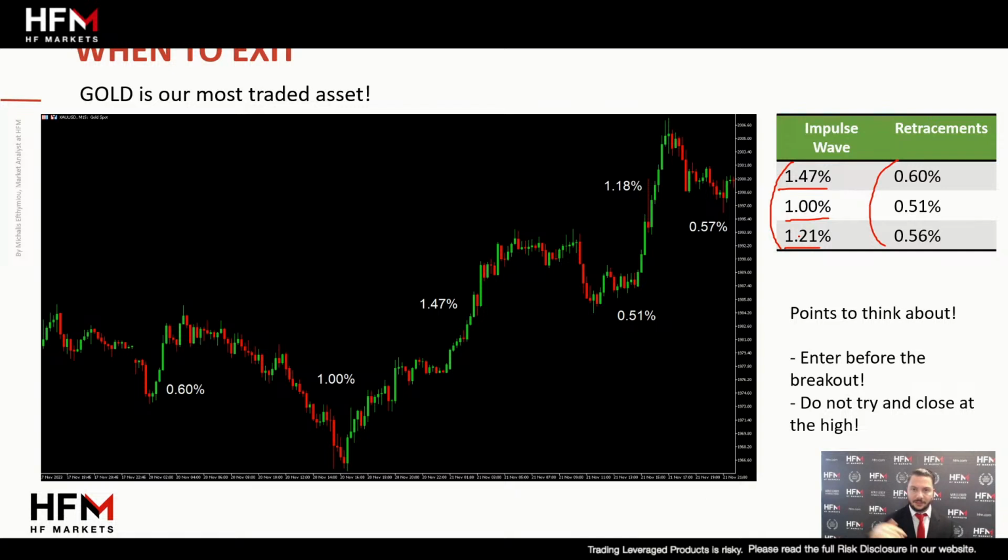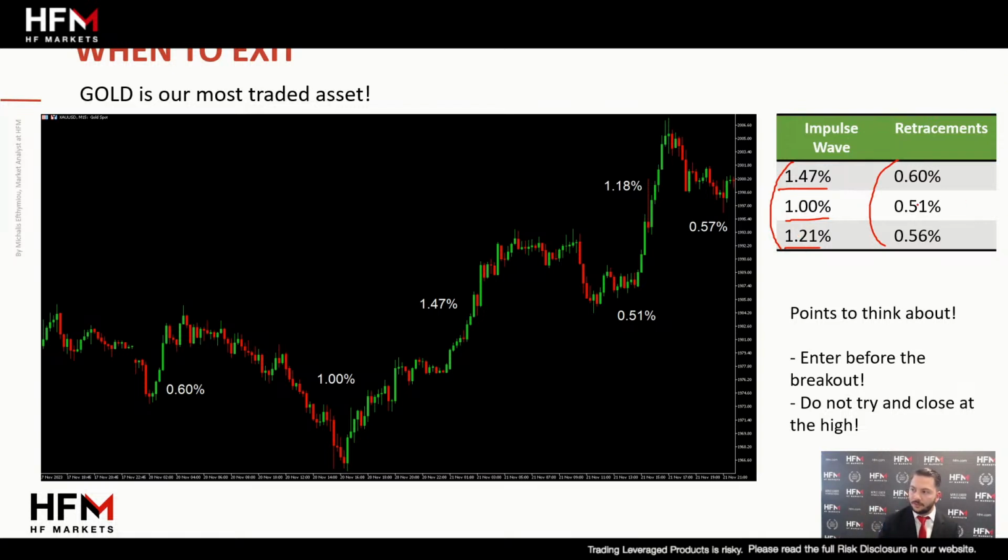So I know if there's going to be another impulse wave, the lowest potentially is going to be 1%, and on average, it's going to be this amount. The figures don't lie, ladies and gentlemen. When you look at mathematics, mathematics is mathematics. It doesn't lie. Doesn't mean each impulse wave is going to be the same. This is the next thing that we're going to mention.